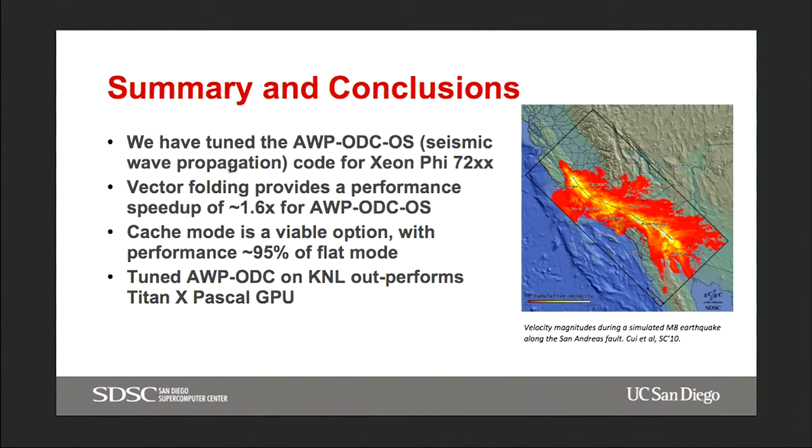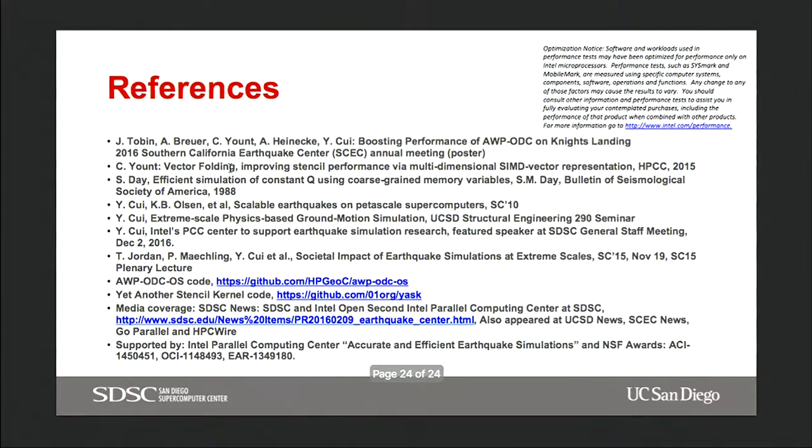Cache mode is a viable option. We get about 94% of flat mode performance. That's great. And the main takeaway is the KNL code is outperforming the top of the line GPUs, which for us is the most important thing. So that's it. Here are some references and the all-important optimization notice. And any questions?